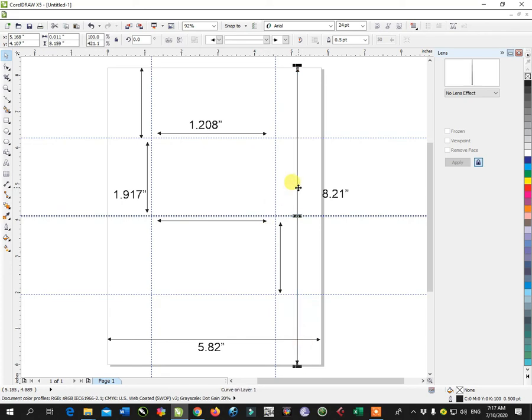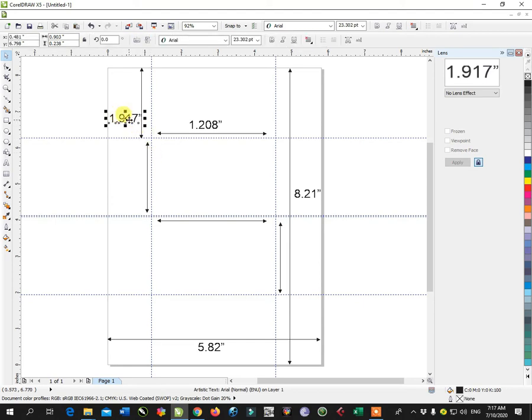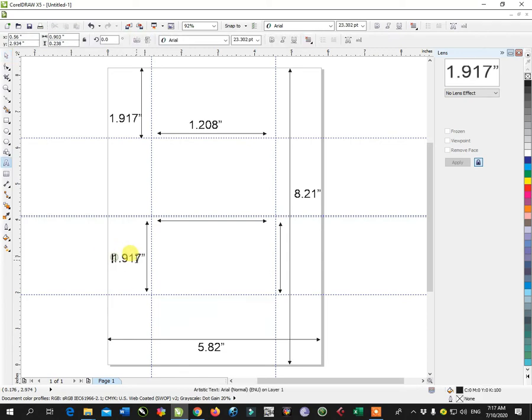The height of the tray is 8.21. If you have a ruler, you can measure it to see what I'm talking about. Okay, just a little more adjustment before we get to the end of the tutorial. Okay, this is it right here.